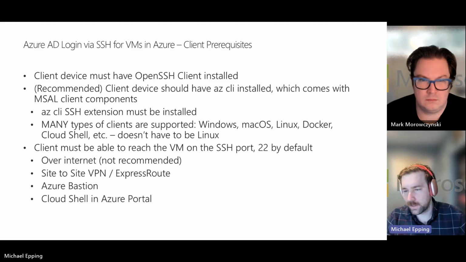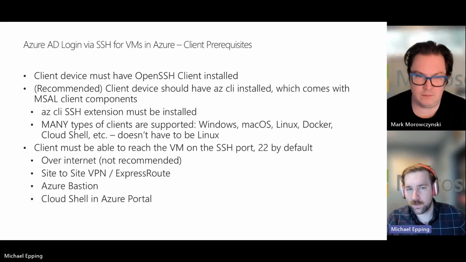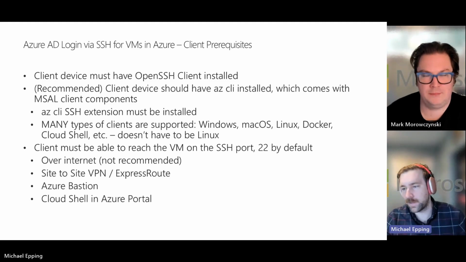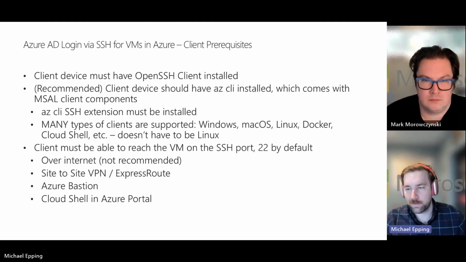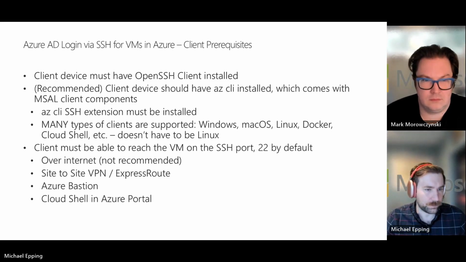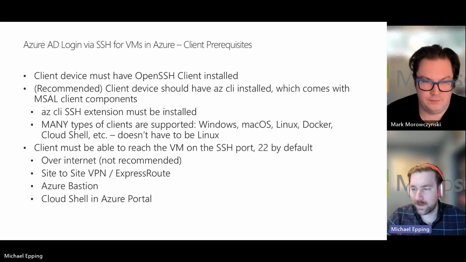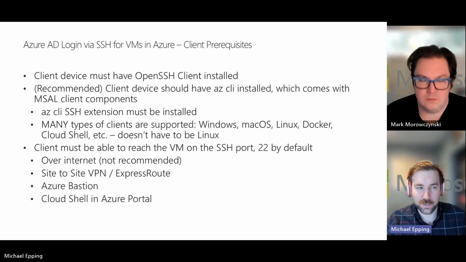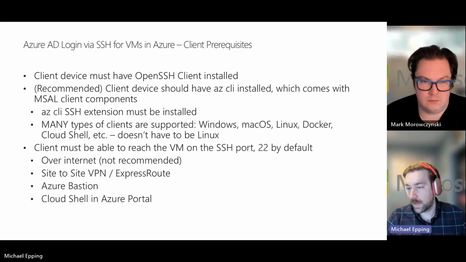There's many different distros that support AZCLI. You can install it on most Linux distros, in a Docker container, on Mac devices, Windows devices. You don't have to be running Linux as your client. The client must be able to reach the VM on the SSH port for the case where the VM is in Azure. So this could be over the open internet, which we wouldn't really recommend. And it could be over your site-to-site VPN to Azure, or using Azure Bastion as a gateway in between your client and the VM, or using Cloud Shell in the Azure portal.